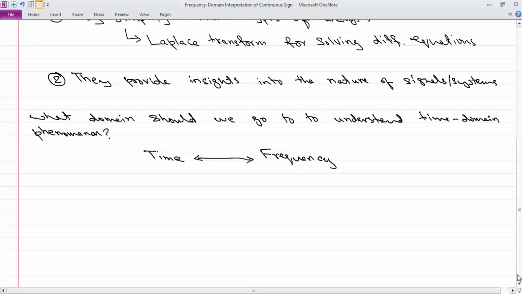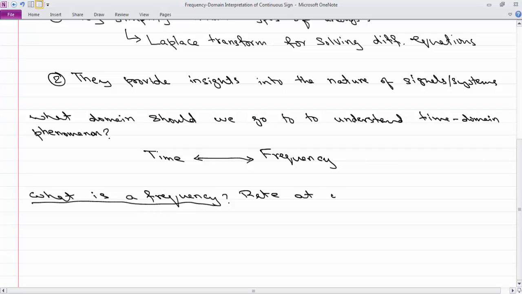So let's first intuitively understand how the Fourier transform tells us about the frequency of a signal or a system. Let's address first what a frequency is. Frequency is the rate at which something changes. And as humans, we really understand the notion of frequency very well.